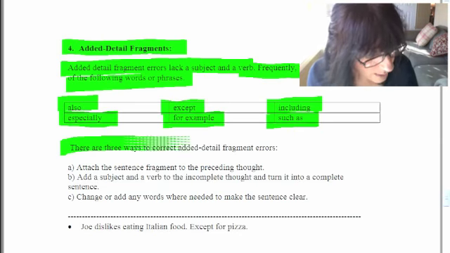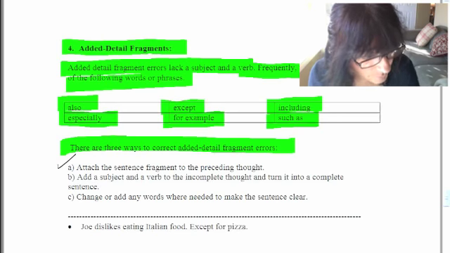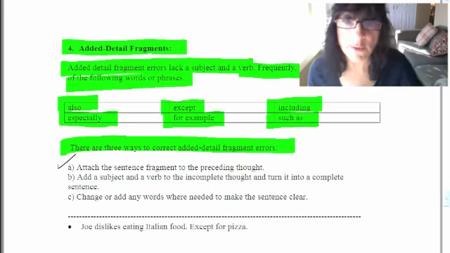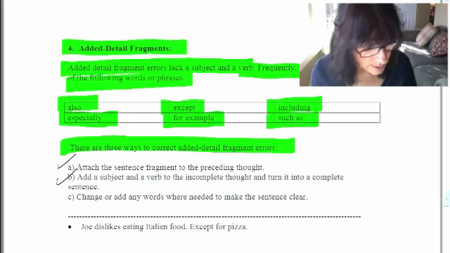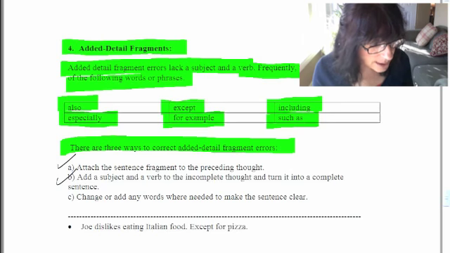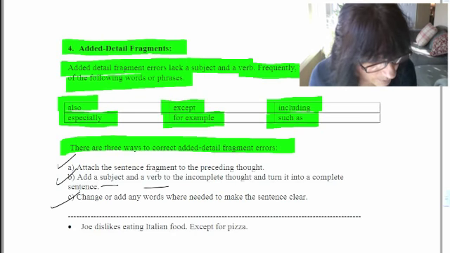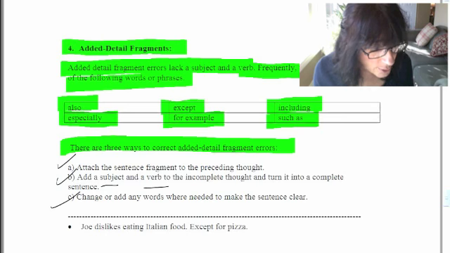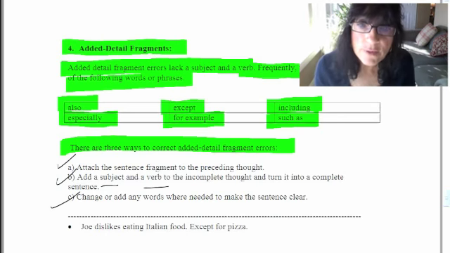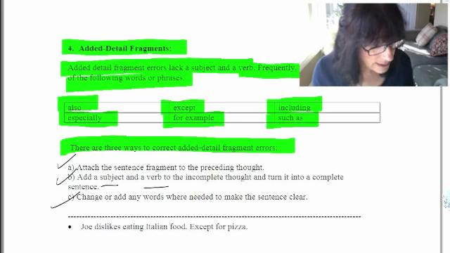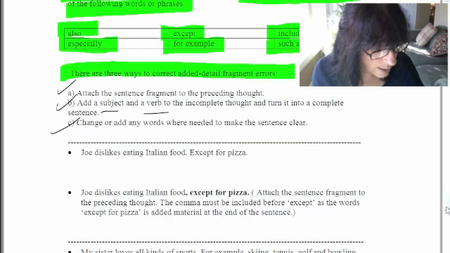So there are 3 ways that you can correct these added detail fragment errors. The first is you can attach the fragment to the thought before, the preceding thought. The second is you can add a subject and a verb to the thought that's not complete, and then you would turn the incomplete thought into a complete thought by adding the subject and the verb. And the third is you can change or add words wherever you feel it's necessary to make the sentence clear. So I've given you a number of examples to help you understand this rule.